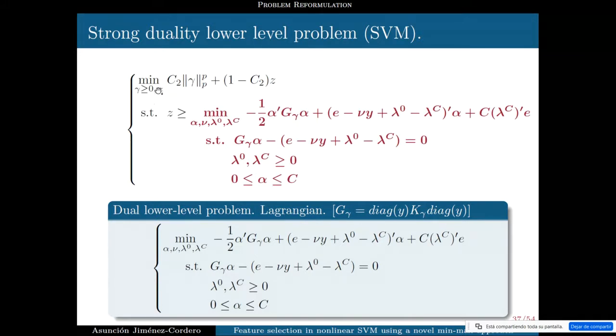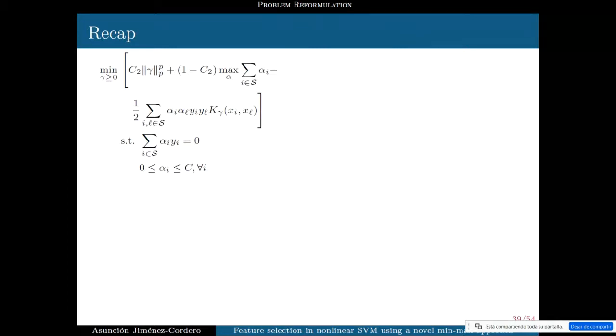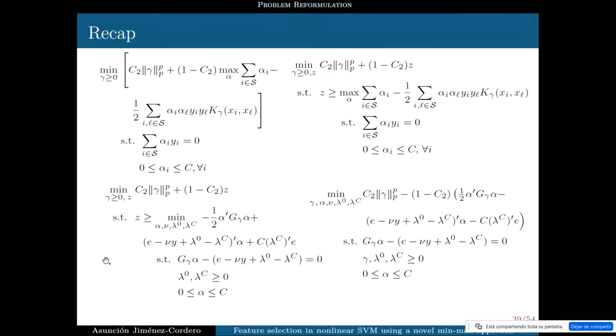Okay, and now since we have to minimize a decision variable, which is lower bounded by this minimization optimization problem, we can replace this by the objective value, leaving this final single level optimization problem. So just to recap all the steps that we have performed. Here is the initial min-max reformulation, then we use the epigraph form, then thanks to the strong duality theorem, we can replace this maximization problem by the corresponding minimization one. And this is the final single equivalent reformulation.